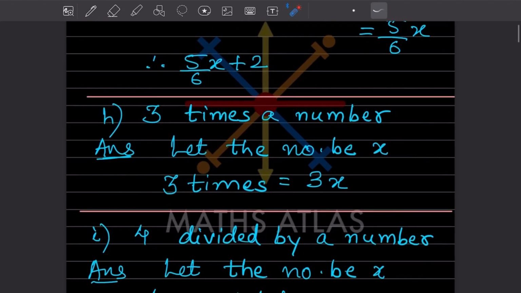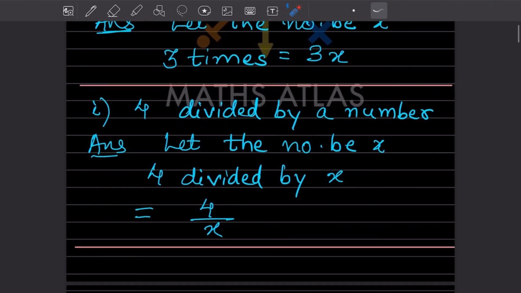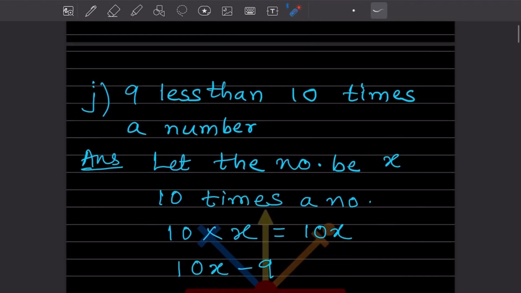Okay, now they said 3 times a number. This is very easy. So our number means let the number be x. 3 times is going to be 3x. Okay, now 4 divided by a number. So by a number means let the number be x. 4 divided by x. Simple.